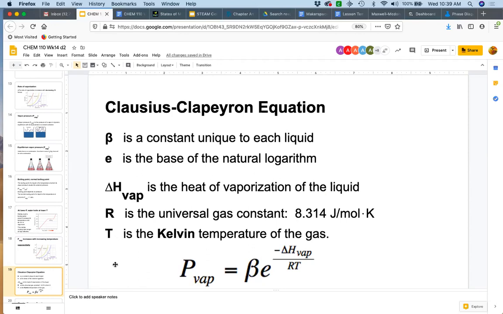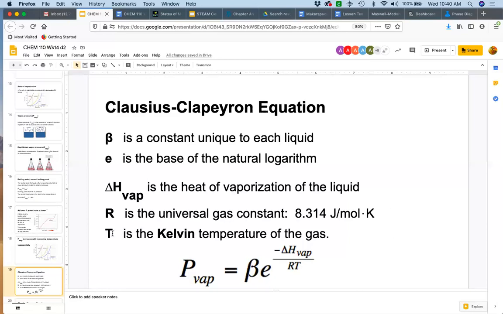So a couple of things we need to define here. Beta is the constant unique to each liquid. e, if you recall, is the base of the natural logarithm. Delta H vaporization we've talked about previously. R is the universal gas constant. You want to make sure that you choose the correct gas constant. So you might be like, well, wait a minute, Corin, isn't there a gas constant that's like 0.08206 liters atmospheres per mole Kelvin? You are correct. But in this case, we actually need to use a different gas constant. That was the gas constant that we typically used with our ideal gas laws. In this case, we need to use the universal gas constant in joules per mole Kelvin.